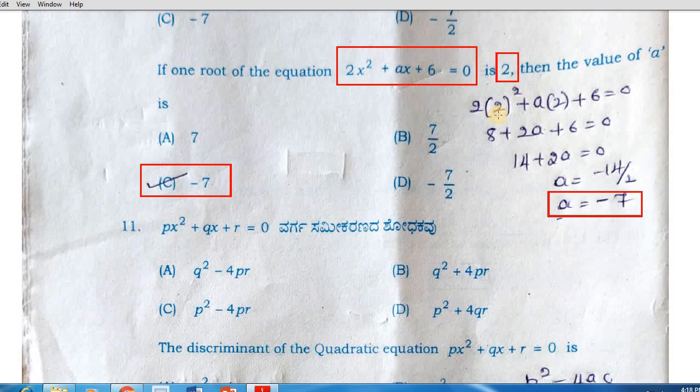See, 2 into 2 is 4, 4 into 2 is 8, I'll get. 2 into a is 2a and 6 is as it is. Now 8 add 6 we will get 14, plus 2a equals 0, and simplify, that gives our answer.